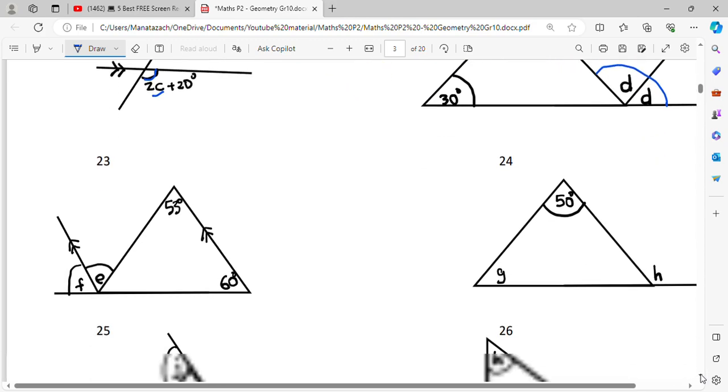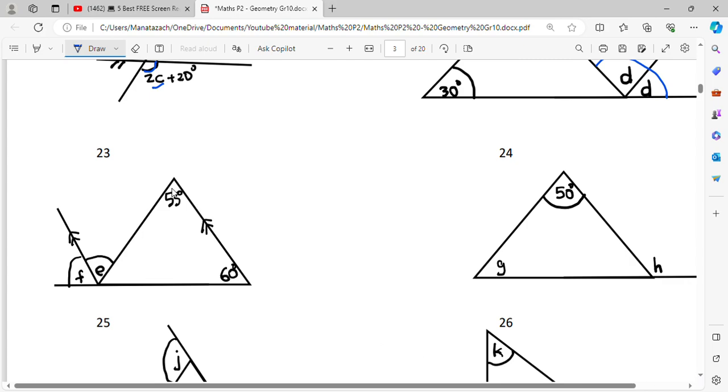Okay, so let's go to question 23. Okay, question 23. We have two parallel lines. That's the first thing that you must notice. So since these two lines are parallel, then you'll say angle F is equal to 60, right? So angle F will be 60. The reason for that is corresponding angles.